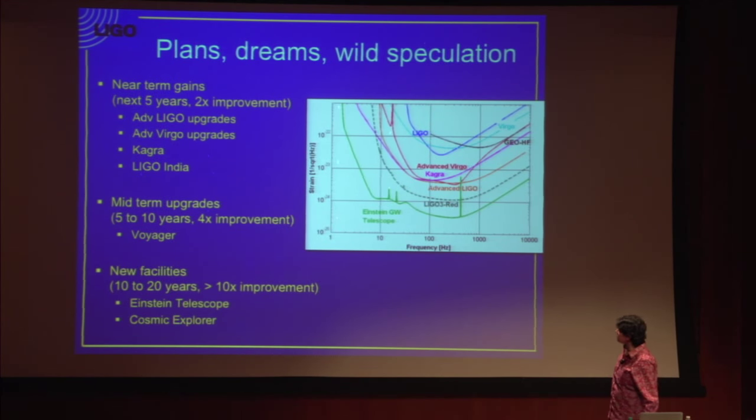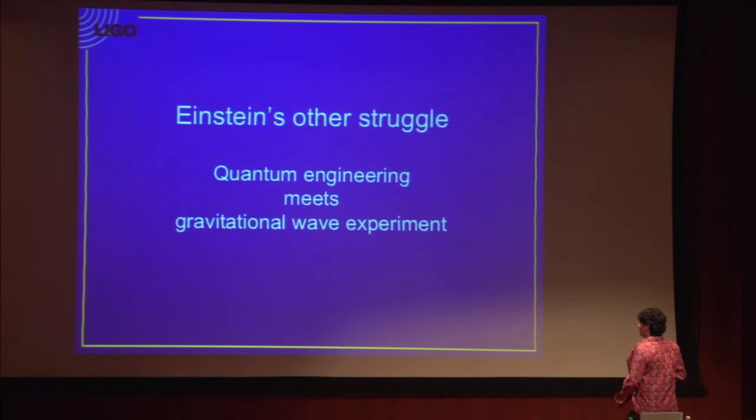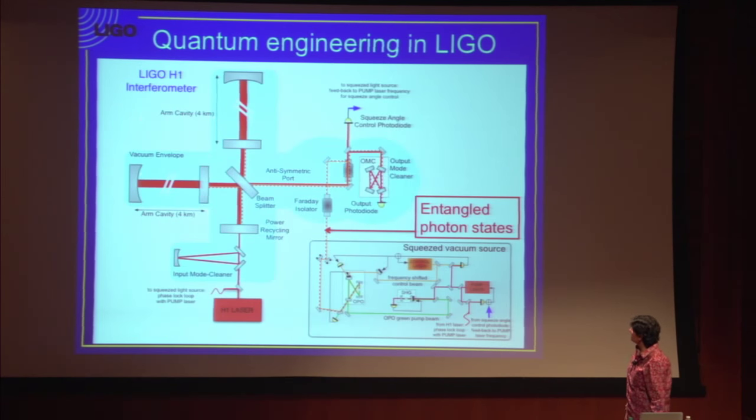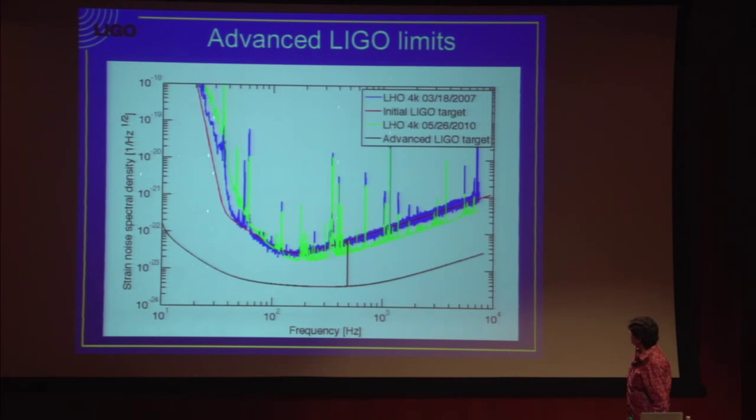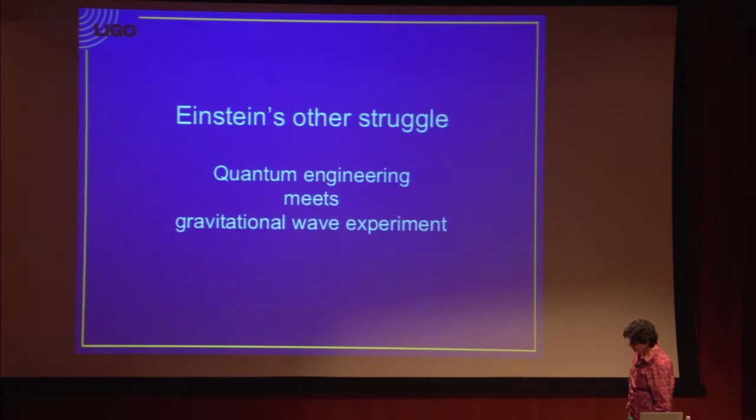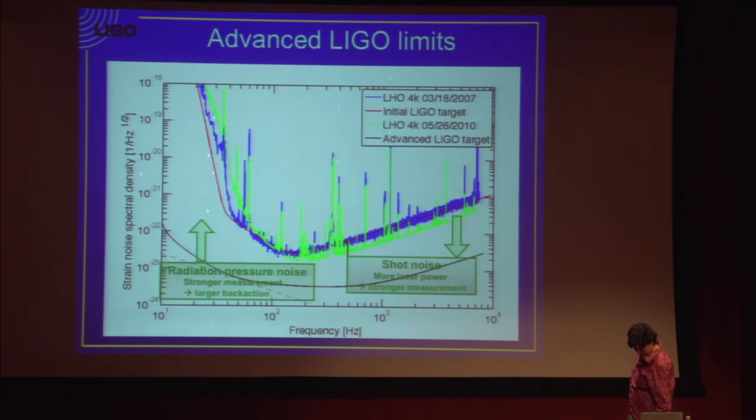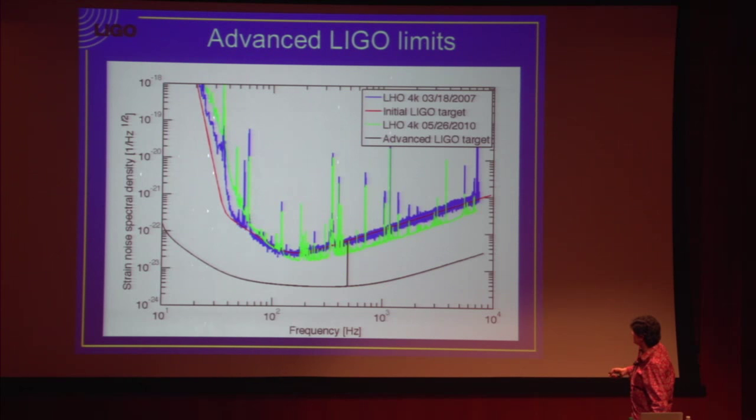And that brings me to the very last part of my talk, which is, I told you already that Advanced LIGO is limited by the vacuum fluctuations, by the quantum vacuum. So you might already be asking, what do they think they can do that's better? And so let me show you what the problems are. So this is my last bit, which is Einstein's other struggle. And here, this is the part of my talk where quantum engineering actually meets the gravitational wave experiment. And so I begin. OK, so let's look at what limits Advanced LIGO's sensitivity here.